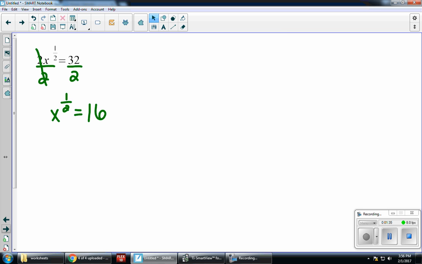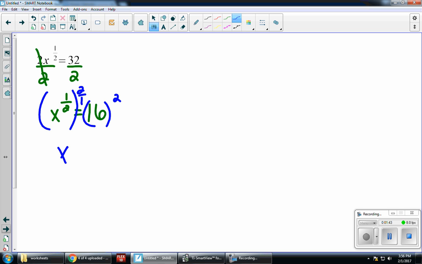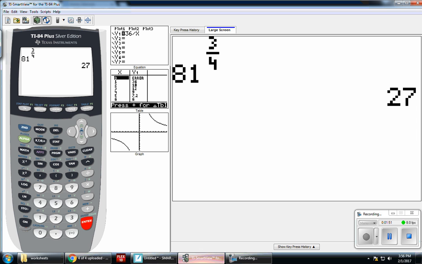Now to get rid of that 1/2, I'm going to raise both sides to the reciprocal power of 2/1, or 2. So on the left side, these cancel, and I get x to the first, or just x. And then on the right side, I get 16 squared. So 16 squared, 256 is my answer.